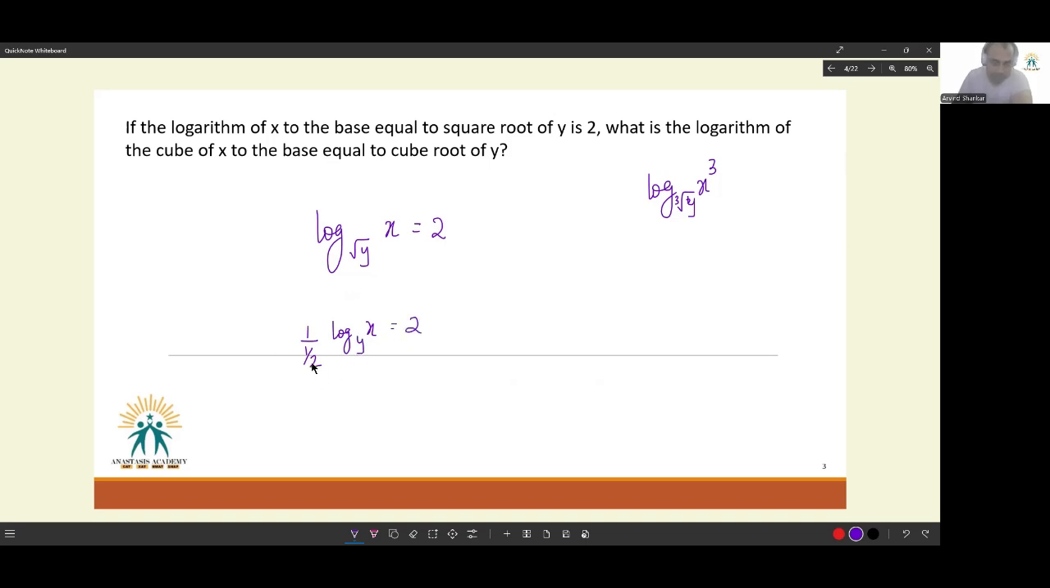If this 2 goes, this half will make this 2 go to the top. And this 2 and this 2 will get cancelled. I'll have log x to the base y is equal to 1. This is wonderful. Now let's simplify this. This 3 will come here. And 1 by 3 will come to the base. I will have log x to the base y. This 3 will go to the top. I have 9 log x to the base y. And we know log x to the base y is equal to 1. This will simplify to 9 only. And the answer of this question will be 9.